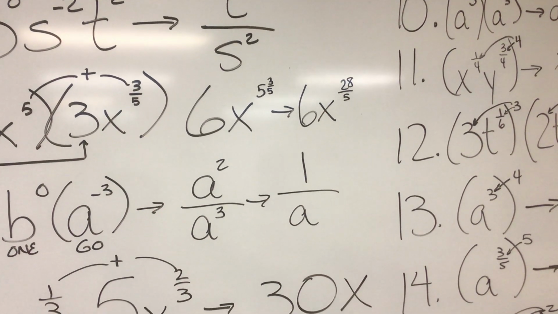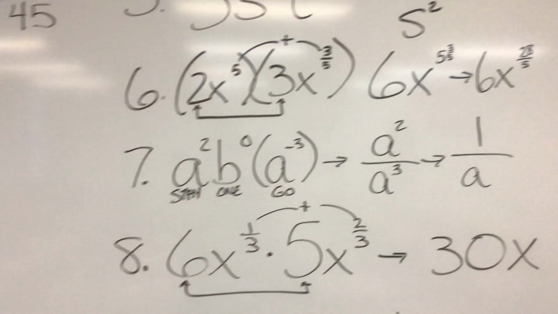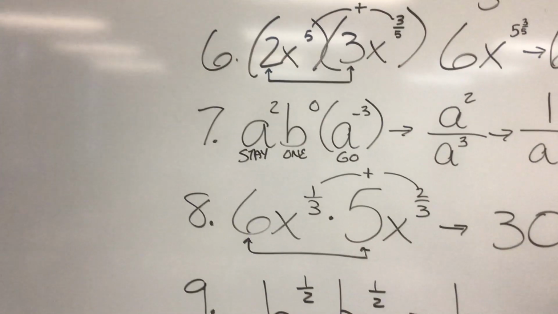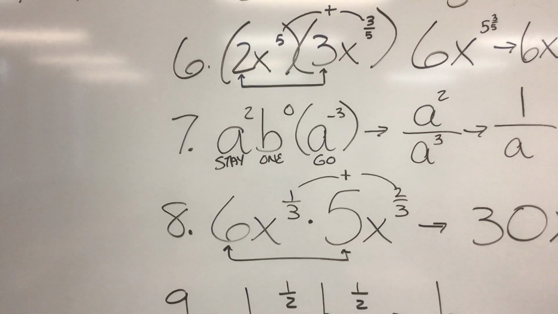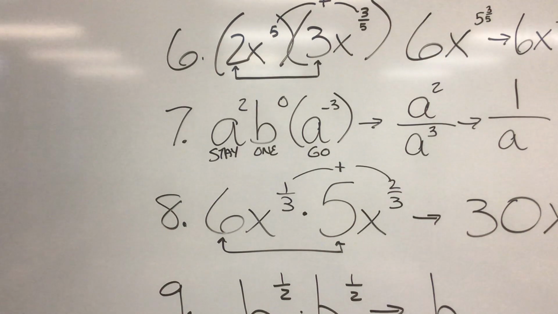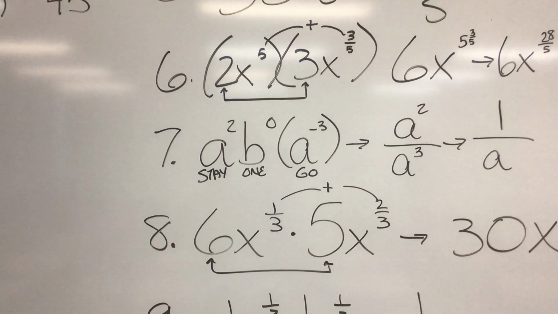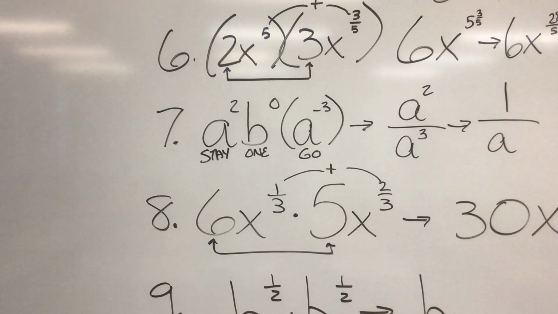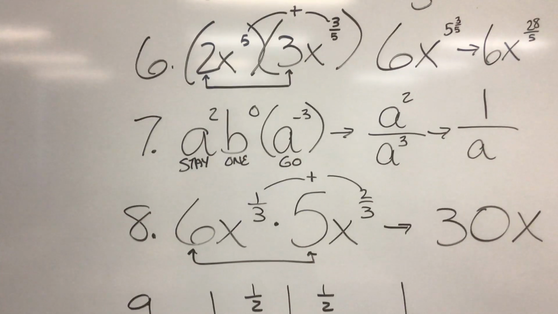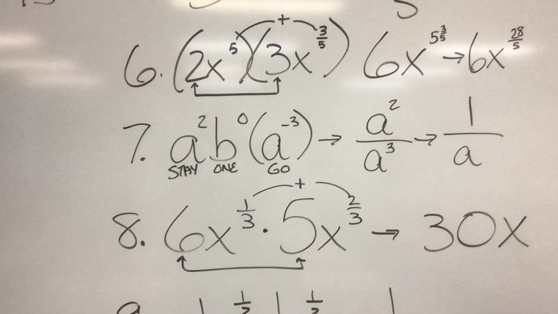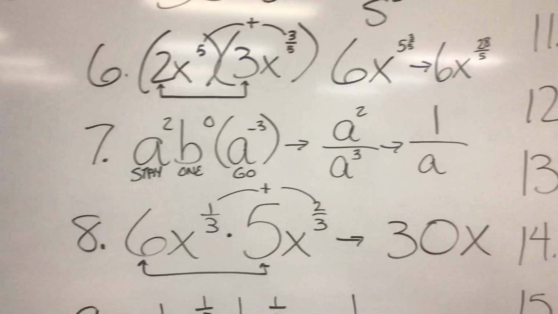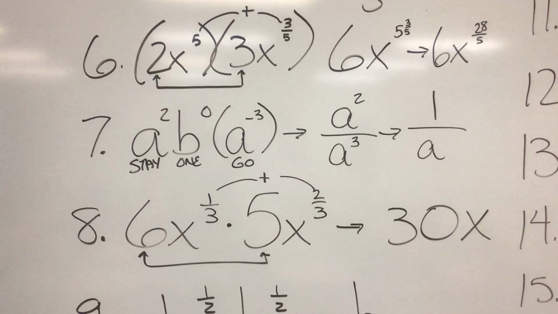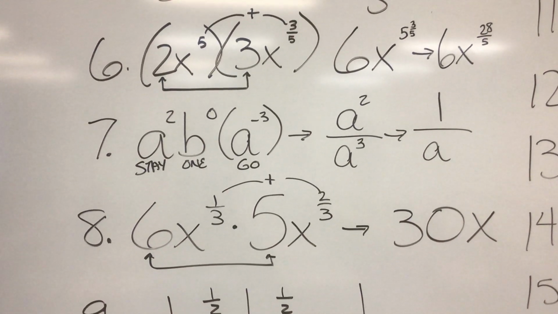That's the power. Okay? All right, number 7. A squared is going to stay where it's at. B to the 0 is 1. And then a to the negative 3. We've got to go with that one. We've got to move it. It's going to go down to the denominator because it's currently in the numerator. So that leaves us with a squared on the top, a cubed on the bottom.